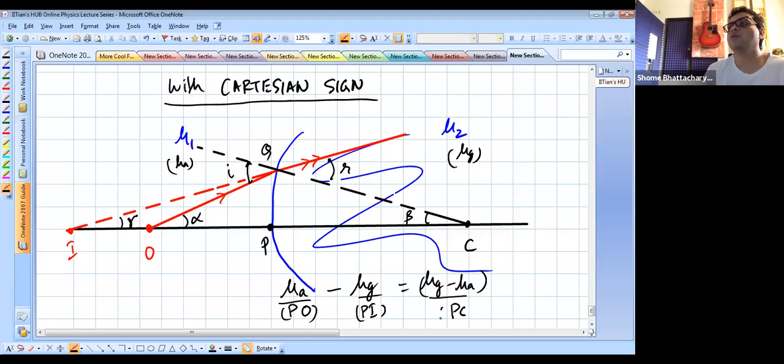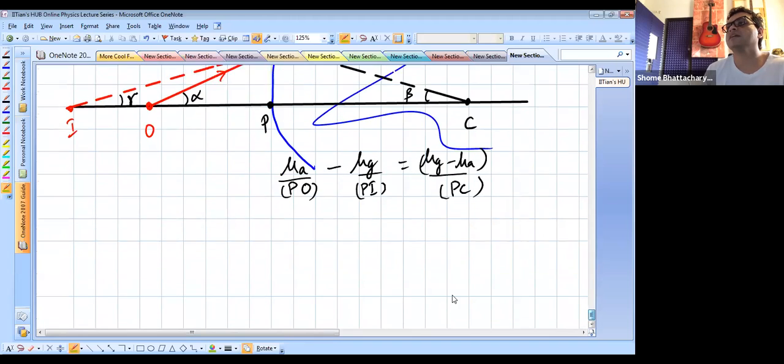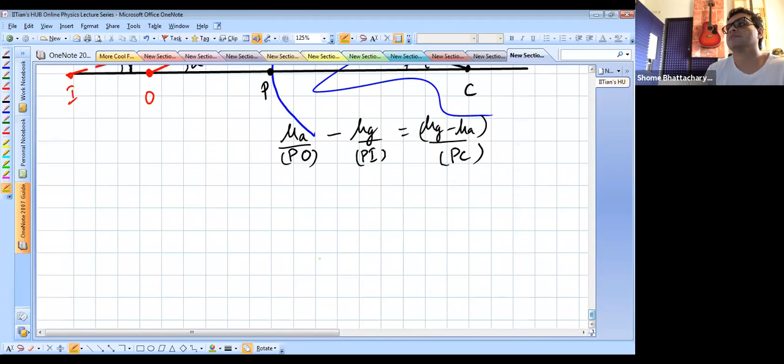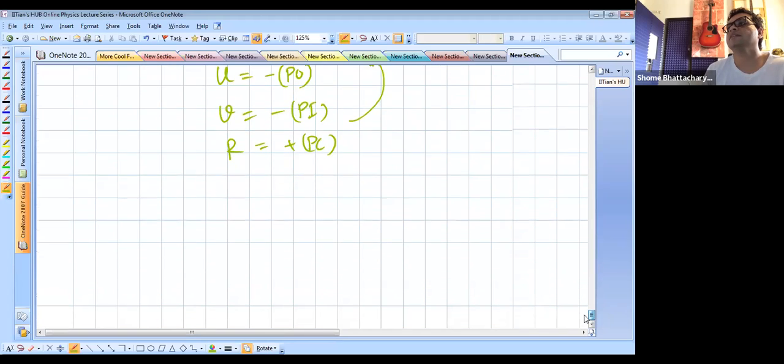Now next what we'll do is incorporate Cartesian sign convention. So in that Cartesian sign convention, this side will become a positive quantity, this side of the pole will become a negative quantity. So we'll have to substitute U as minus PO, V as minus PI, whereas R will be plus of PC. So in other words, in the above thing, we'll substitute that, and from that we'll get the generic formula.